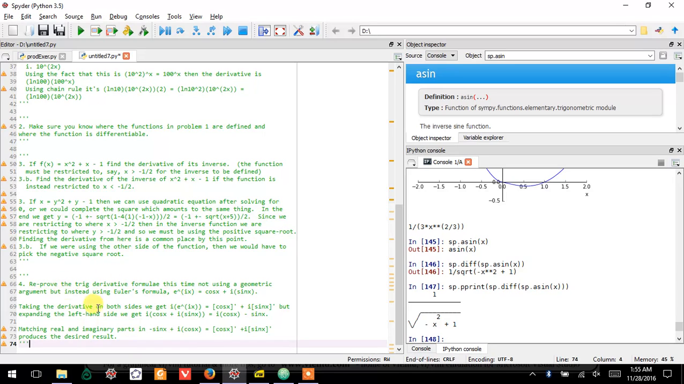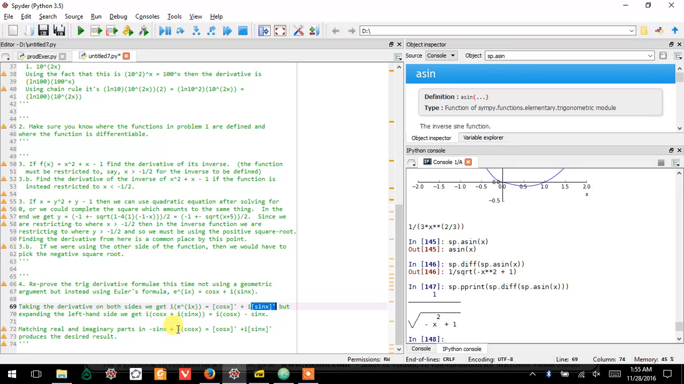Finally, here is my reproof of the trig derivative formulae using Euler's identity, my favorite. So, taking the derivative on both sides, on the left-hand side, I just use the chain rule with ix as the inner function. Now, on the right-hand side, we are pretending that we don't know what the derivative of cosine is. So we just leave it as the derivative of cosine and try to solve for it, and likewise for sine.